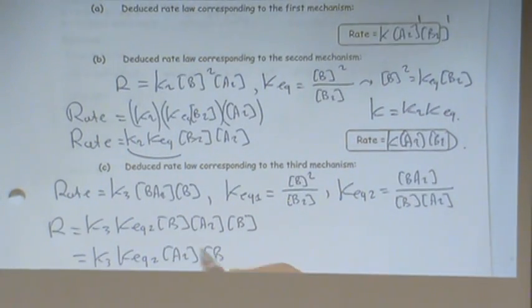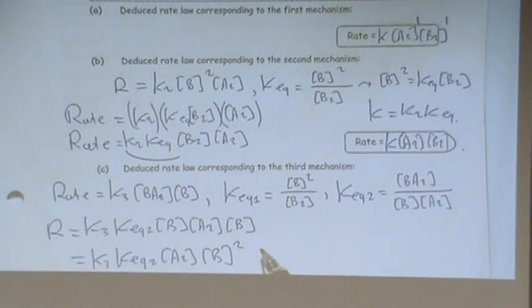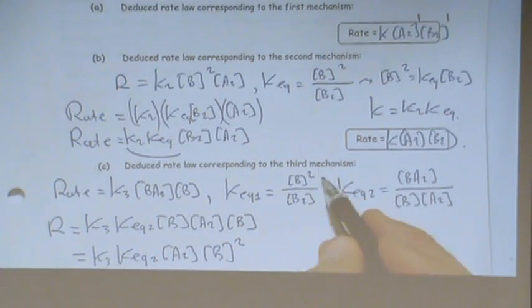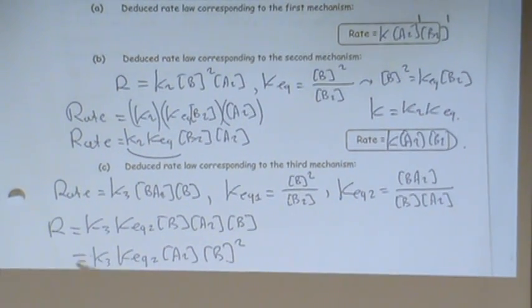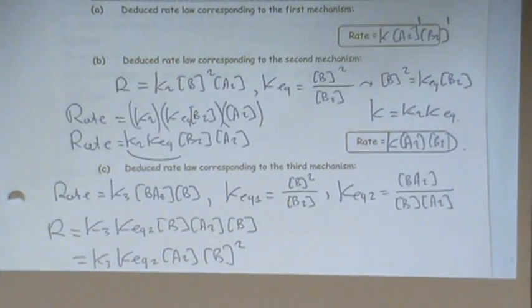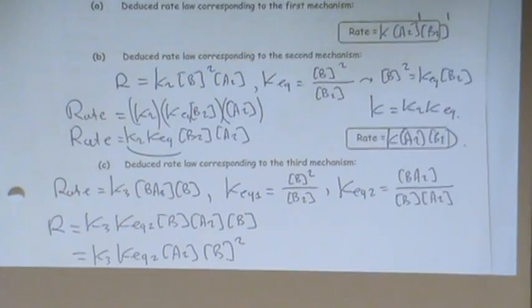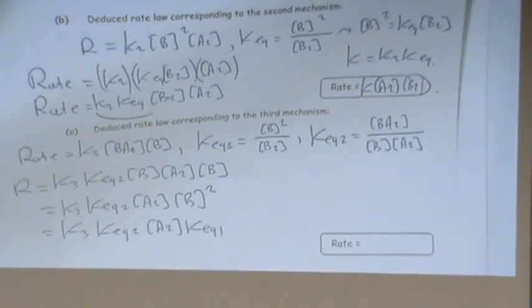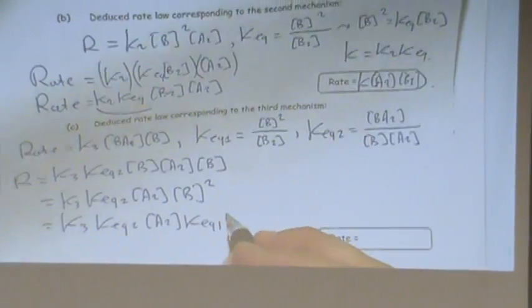It will become B squared, this and that will become B squared. And now we can use this. It will become K3, K equilibrium 2, K2, K equilibrium 1. Professor? Yes? Please slow down a little. B2.